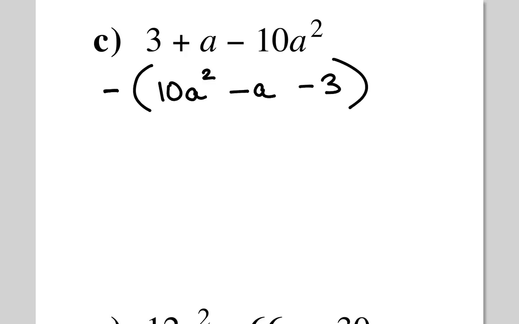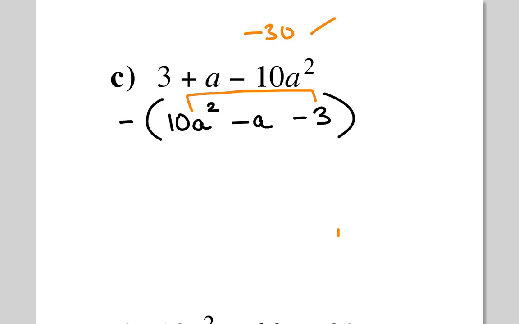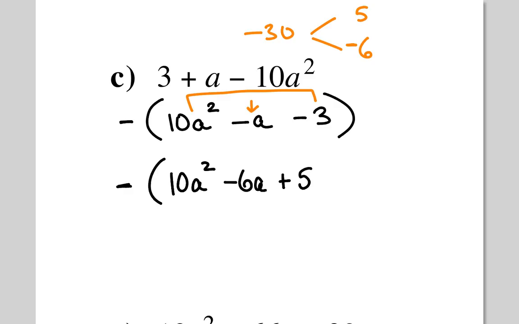Now what's the AC value? Negative 30. And how's that going to break down so you have a separation of 1, a difference or a sum of 1? They have to be off by 1, so it has to be 5 and 6. Which one's negative? The 6. Good. So keep the negative on the outside, 10a squared, and then we're going to replace minus 1a with minus 6a plus 5a minus 3. Keep the negative on the outside.